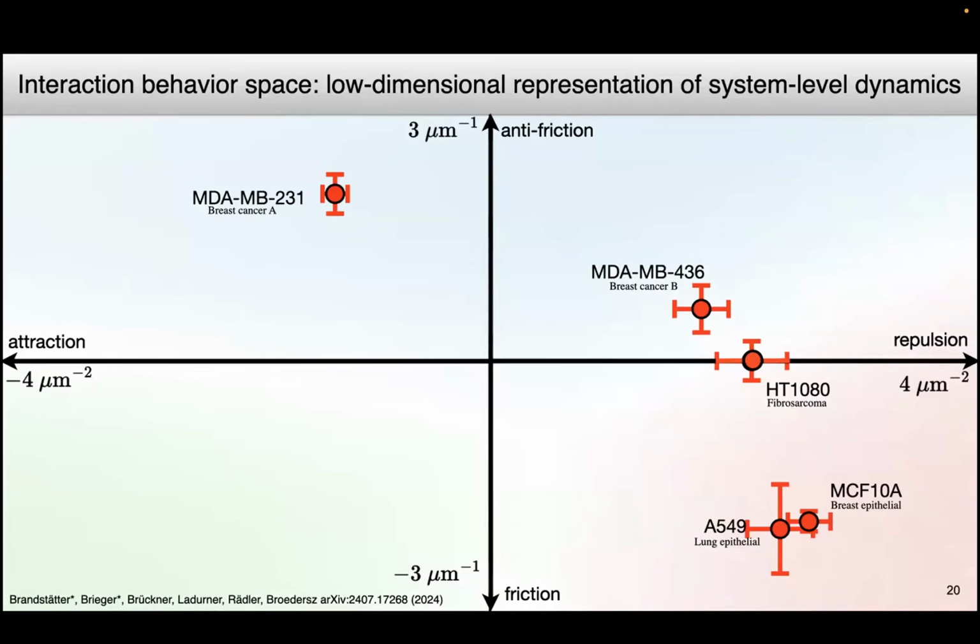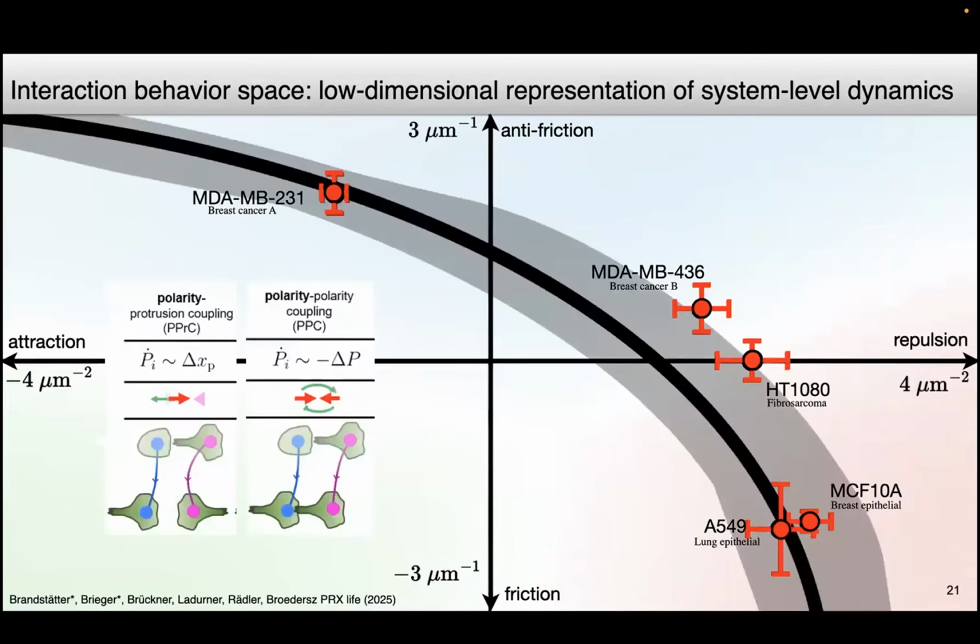So we looked at many different statistics to do this inference. I'm not going to show you all that. I'm just going to show you the summary in this interaction behavior space. So that's the model that in the end we arrive at. It only has two interaction mechanisms. So only two are needed from the 14 possibilities. Both of the interaction mechanisms drive the polarity dynamics of the cells.